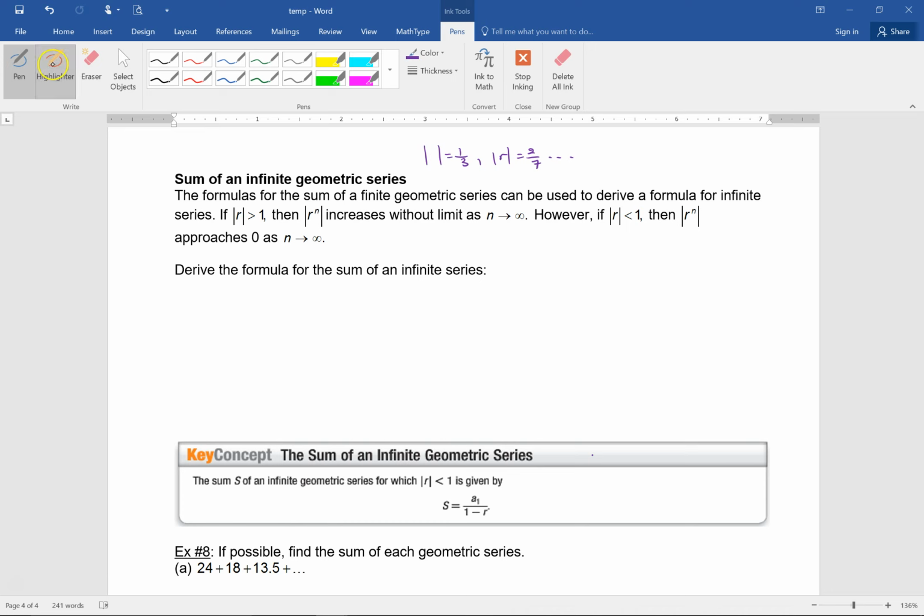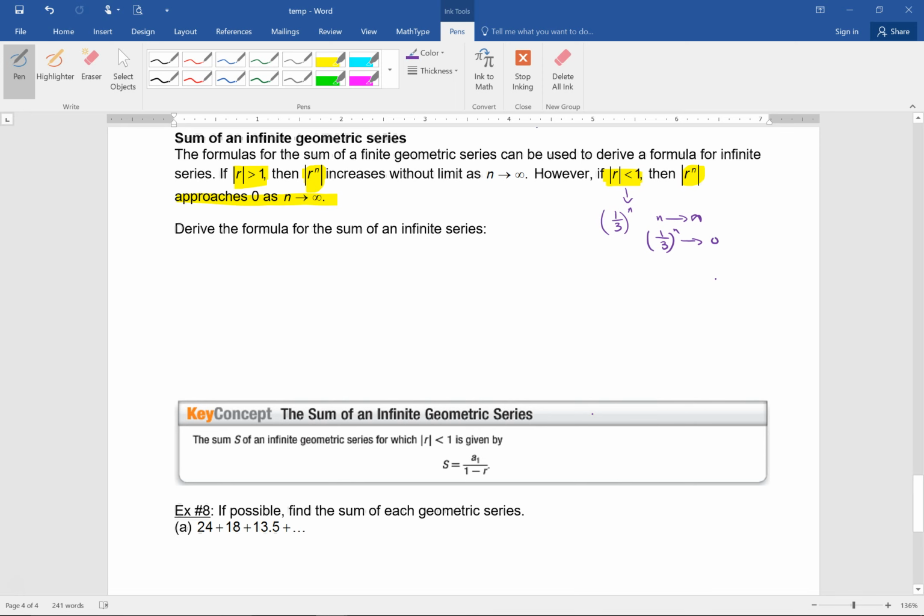Okay. So the formulas for the sum can be used to derive a formula again for infinite series. If r is greater than 1, then r to the power of n increases without limit. But if r is less than 1, r to the n approaches 0 as n approaches infinity. What do we mean by that? Suppose your r is 1 over 3. What's 1 over 3 to the 1? 1 over 3. What's 1 over 3 squared? 1 over 9. Did it get bigger or smaller? Smaller. 1 over 3 cubed? Even smaller. 1 over 3 to the 100? Even smaller. So as n approaches infinity, 1 over 3 to the n approaches 0. Math does make sense.